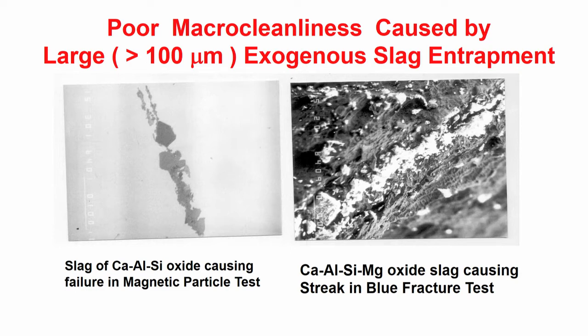But there are certain tests for macro cleanliness, because as I have mentioned, what is most problematic for steel quality is the large inclusions, which you may not see under normal microscope, because under optical microscope you see micro inclusions. But really what is problematic is large inclusions which are say more than 50 or 100 micron in size.